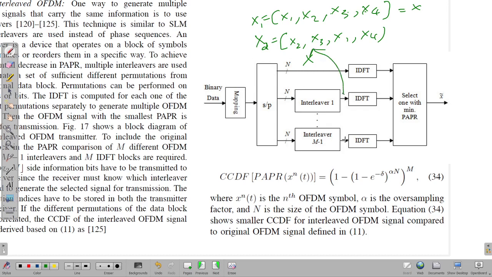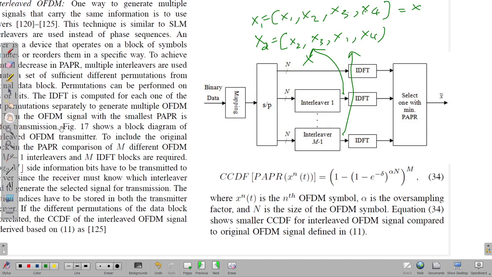Here again there is another interleaver which makes another combination of this signal x, and different interleavers give different combinations of your input signal x, and these go to IDFTs. Here you have a block which is the same as the one you saw in the SLM method. It selects the signal with the minimum PAPR value.